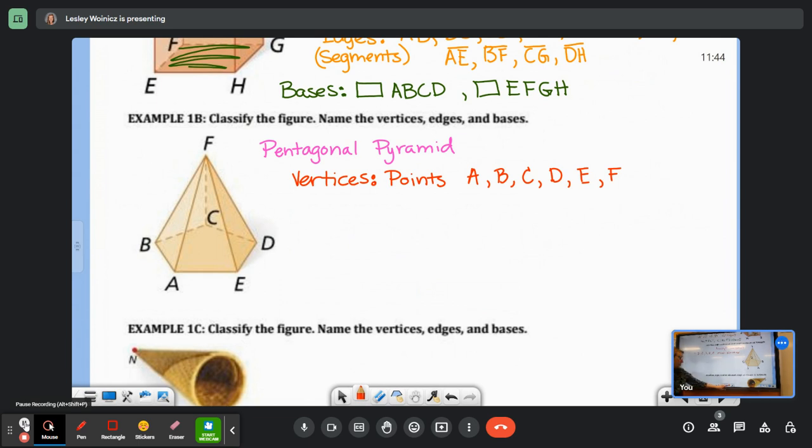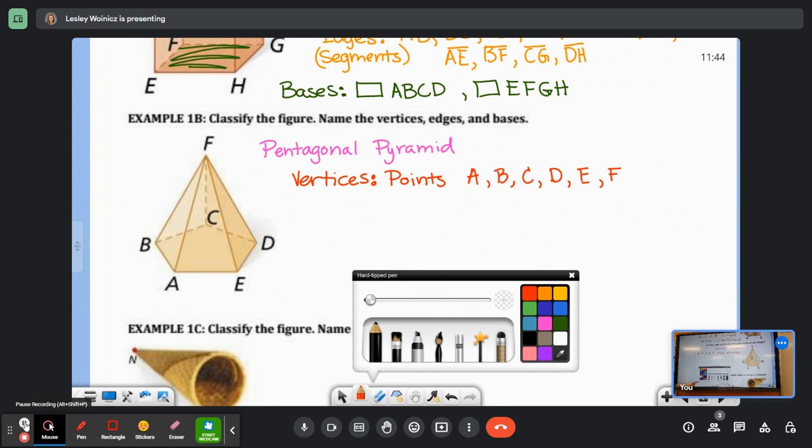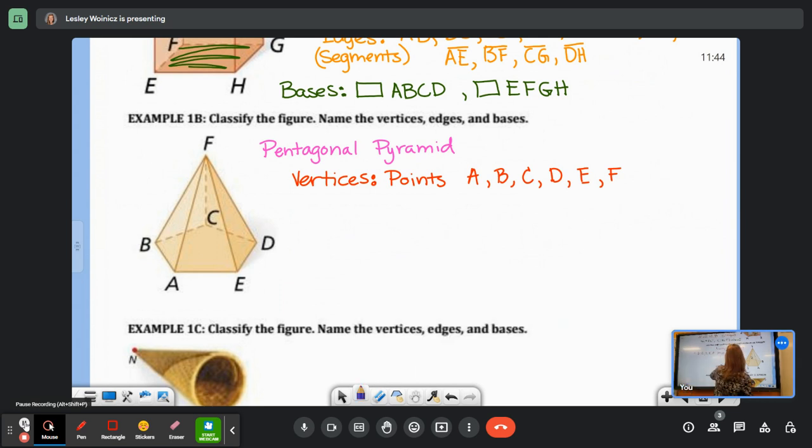Okay, edges. Okay, this is going to be a long list. Brace yourself. All right, do you want to start by going around the base, or do you want to start with the ones that end in the point? Okay, so AB with the little segment, BC, CD, DE, and EA.